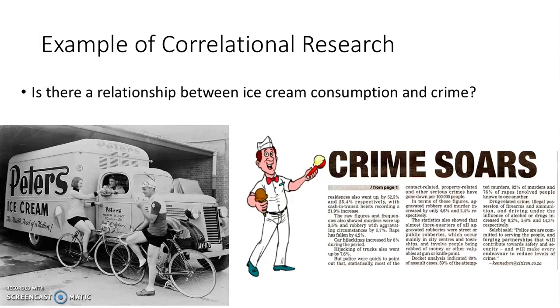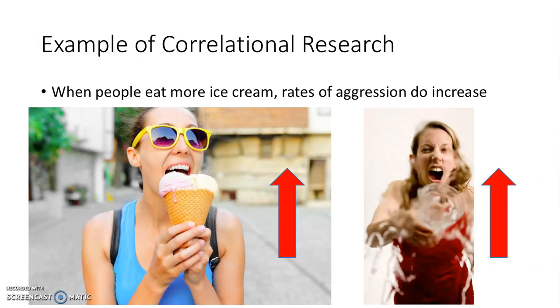He decides to run a correlational study to investigate this idea. He measured his ice cream sales every day, and he measured the number of aggressive acts reported in the newspaper every day. Guess what he found? The more ice cream he sold, the more aggressive acts he read about in the newspaper. In other words, he found a positive relationship between ice cream consumption and aggression.